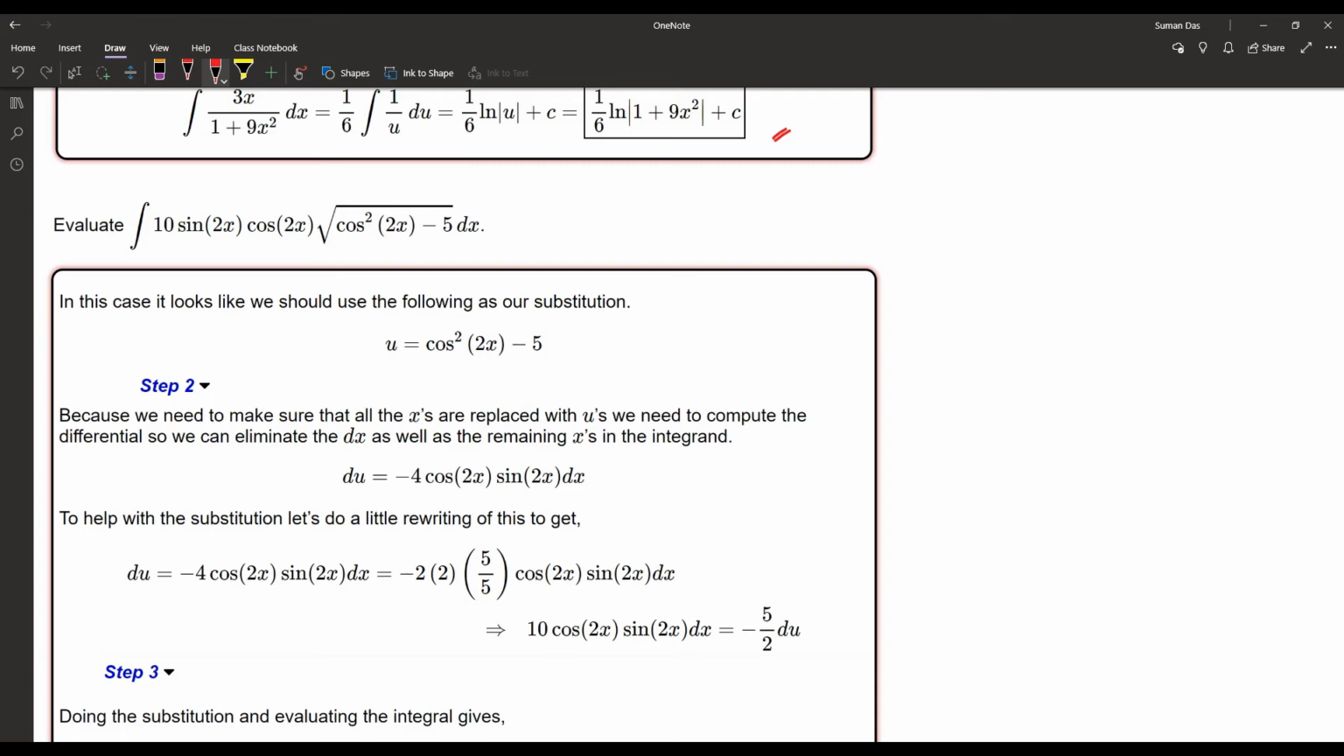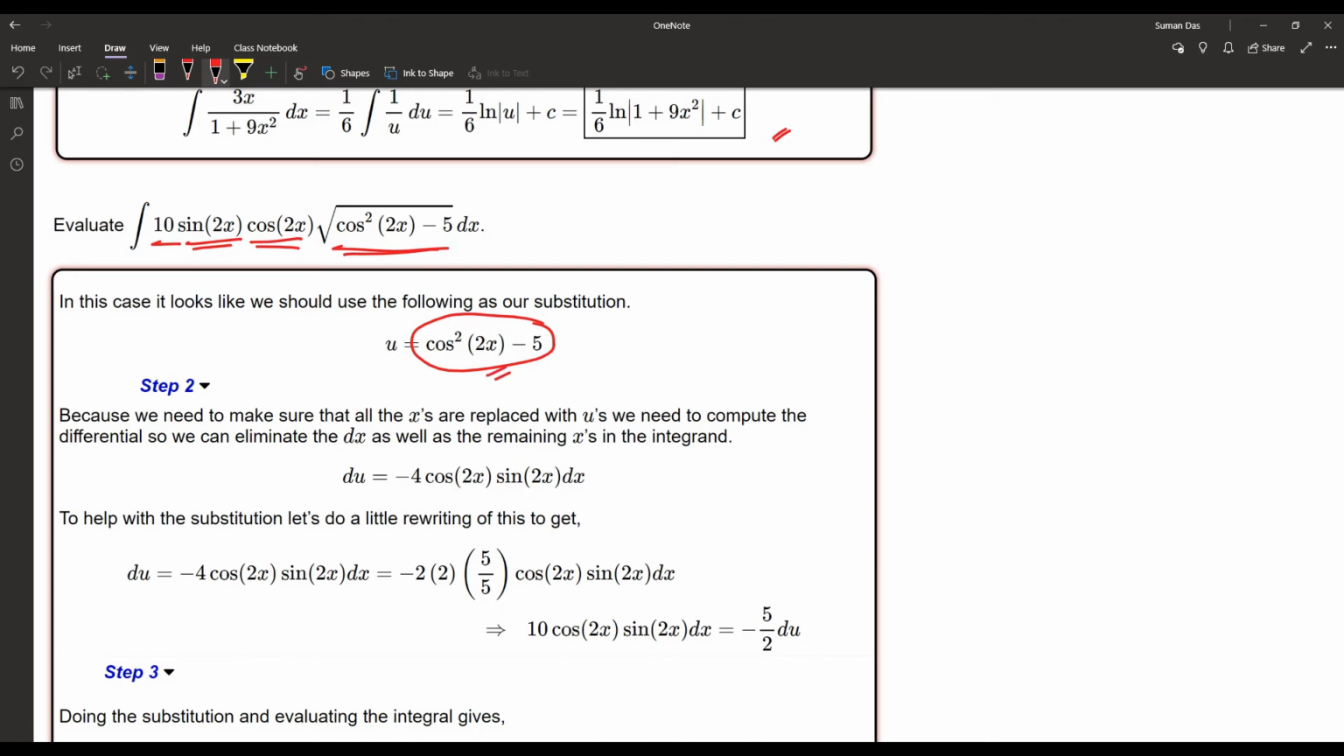Here, the problem given is the integral of 10 sin 2x cos 2x times the square root of cos^2 2x - 5 dx. Although the problem looks very cumbersome, it is very tricky. Just keep u as cos^2 2x - 5.